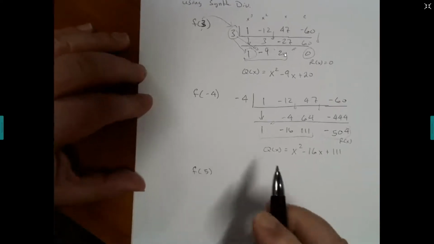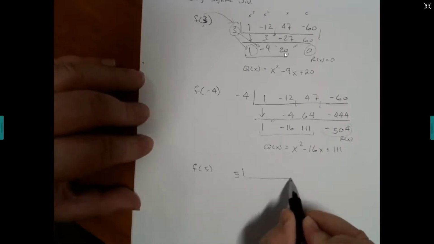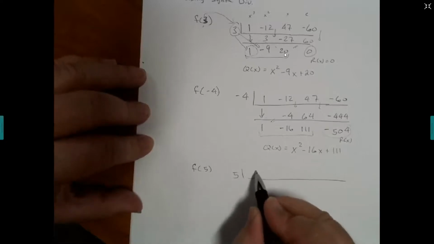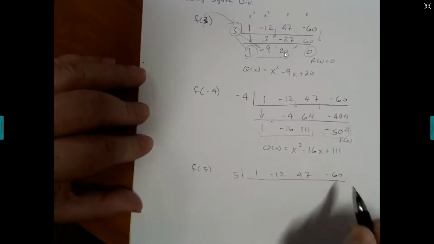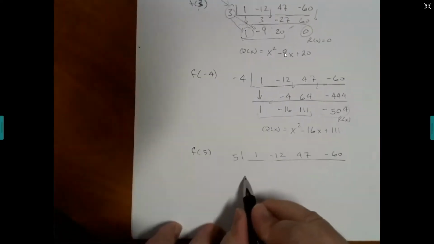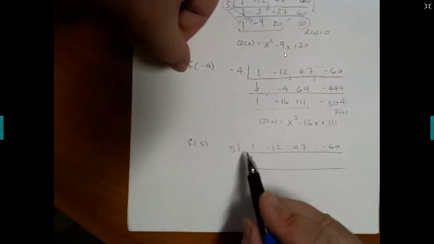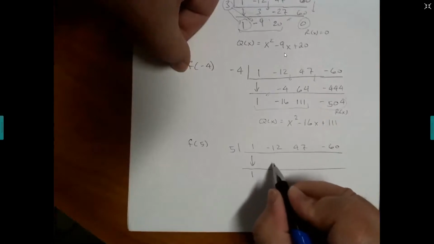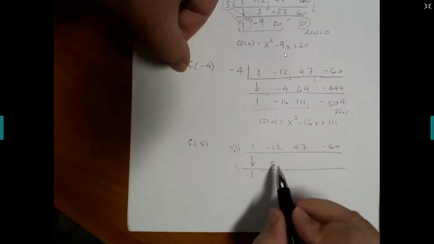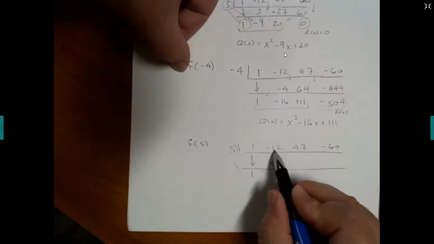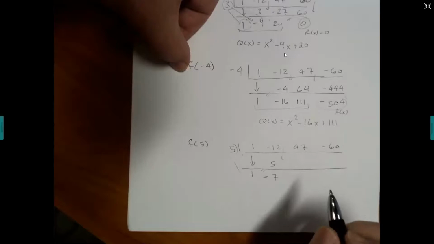And the last one, f of 5. We put the same numbers inside the synthetic division. Bring down the first term. Now multiply. 5 times 1 is 5. Add. Since 12 is bigger, it's negative. 12 minus 5 is 7.